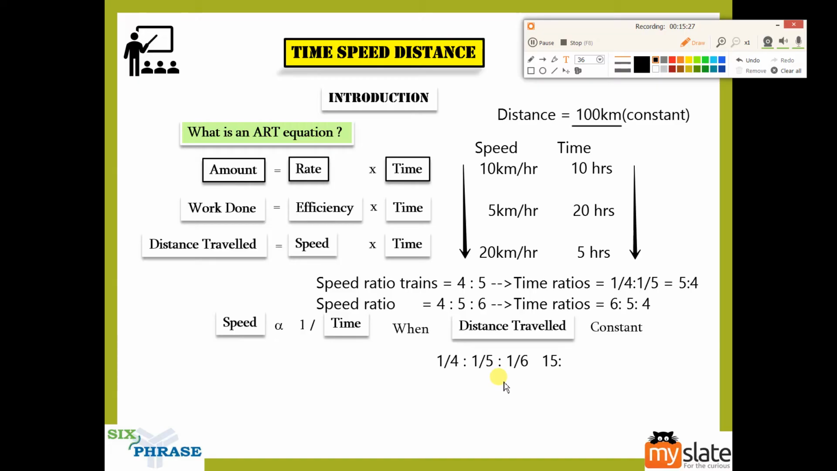60 by 5 is 12, am I right? And 60 by 6 will be 10. Now this is the ratio. 15 is to 12 is to 10: if the speed ratio is 4 is to 5 is to 6, the time ratio is 15 is to 12 is to 10. This is the time ratio that we get. And this is right and this is wrong.